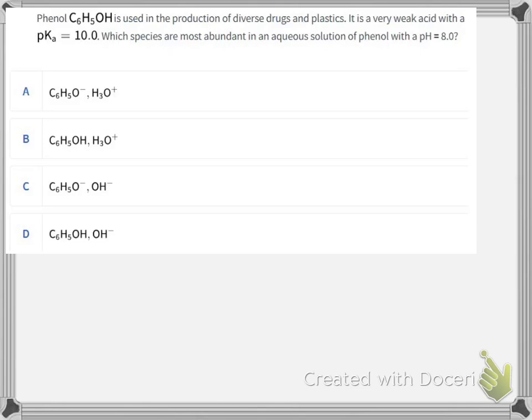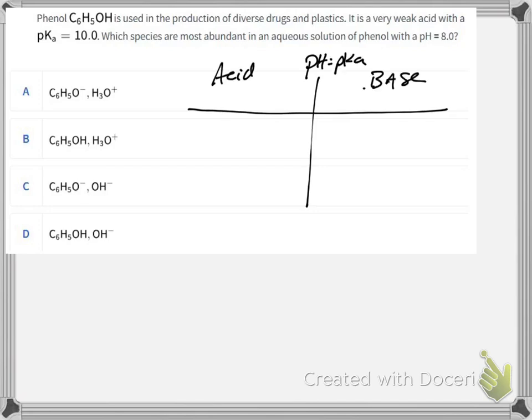Okay, so the final question on the video is a problem that lots of students asked about in Discord, so I thought I would bring it up here. So we have phenol, and we're given pKa, so we're going to make our table. pH equals pKa, acid form to the left, base form to the right. And the key in this problem is to know, one, what is the acid form of phenol and what's the base form, and two, the solvent water. In the solvent water, the highest concentration species matters.